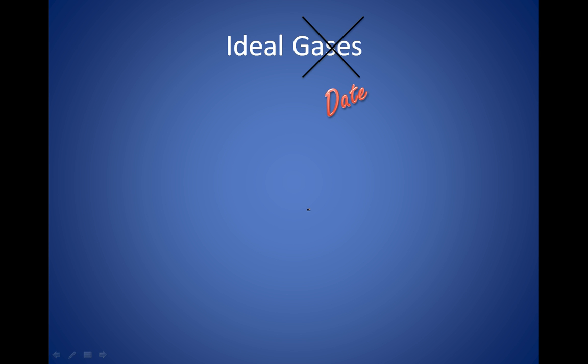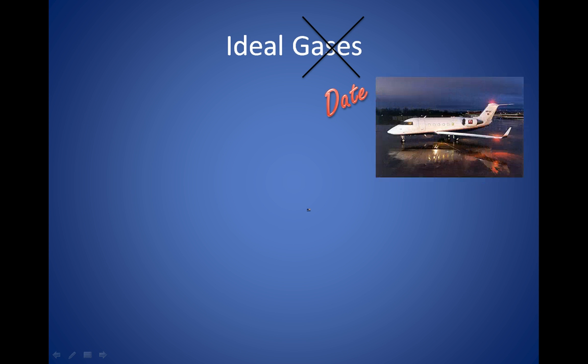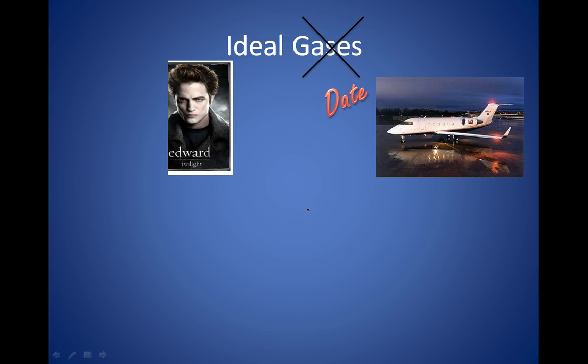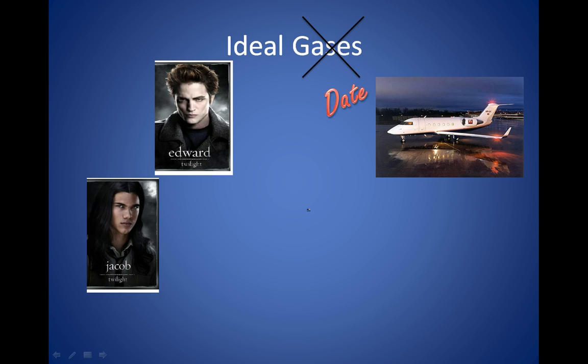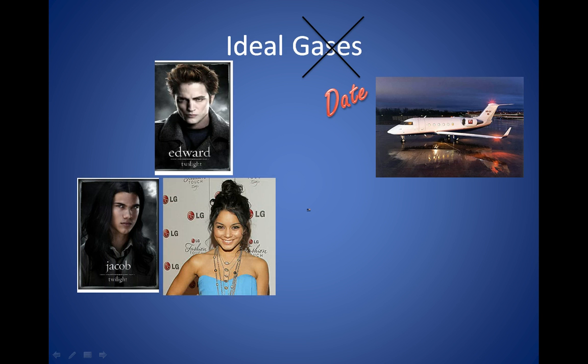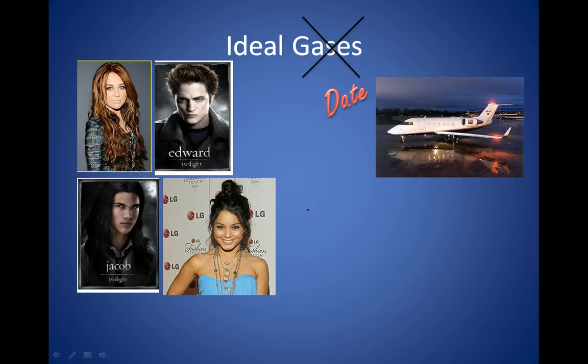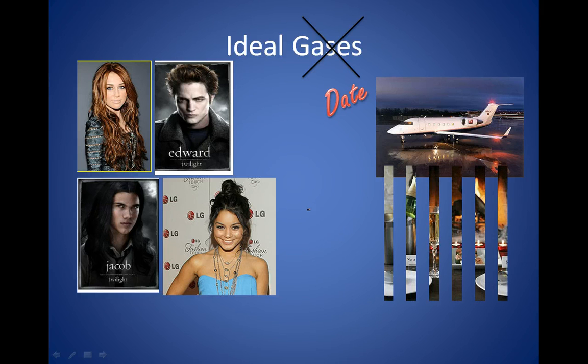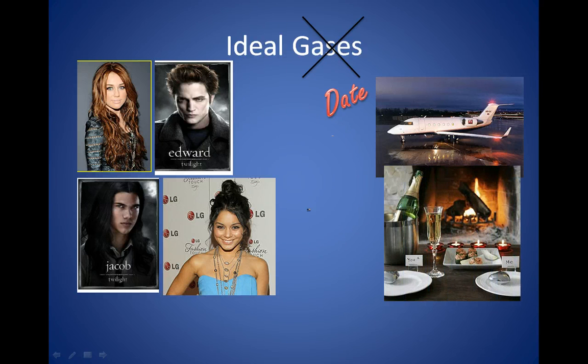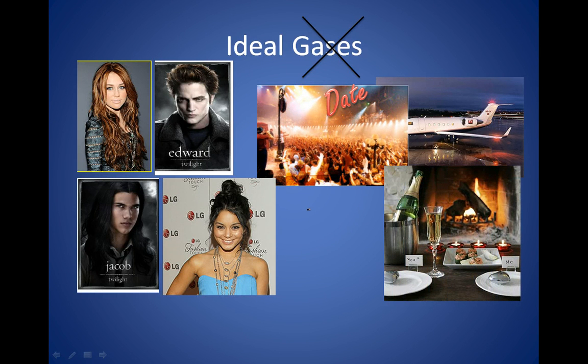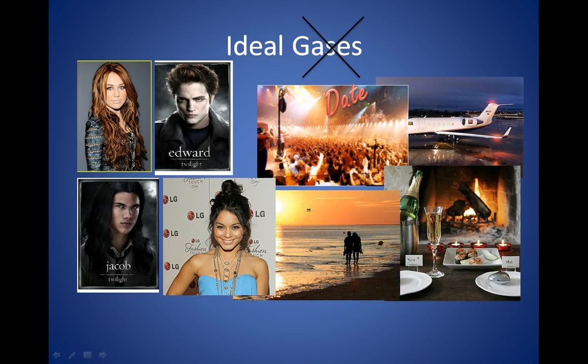So, an ideal date might start with a huge airplane landing in your backyard, which would be awesome. And out would walk Edward, or perhaps you're on Team Jacob. If you prefer girls, perhaps you would see Selena Gomez or Miley Cyrus. Whoever your ideal date is, maybe it's your girlfriend, boyfriend, whatever. They walk out of this plane and they take you to a nice candlelit dinner. And then you go to an awesome concert, and then the night ends with a long walk on the beach, right? This would be the ideal date.